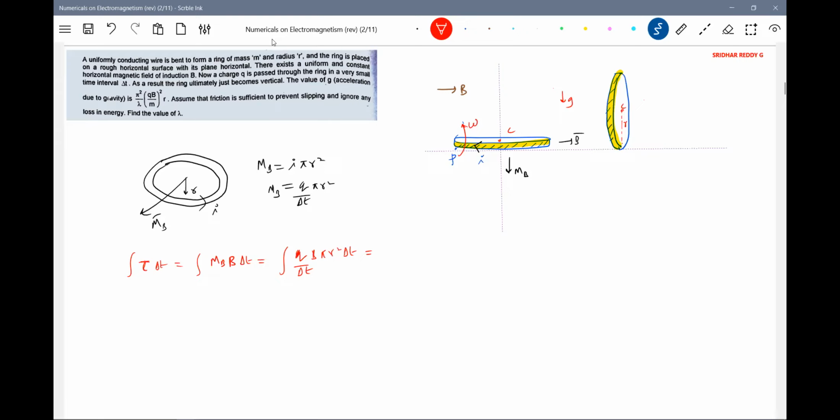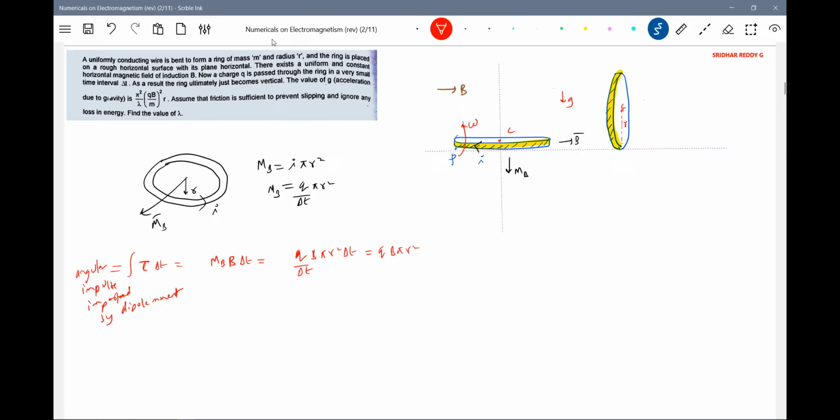Okay, the total charge will be b pi r square into q. If you want to write it, or else this is not needed, because that delta t is what we are taking. So this will be qb pi r square. Now this is the angular impulse imparted by the dipole moment.